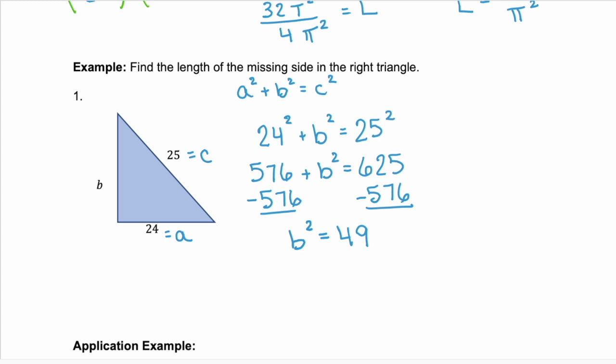Well, just like you can square a square root to get rid of the square root sign, you can take the square root of a square to get rid of the squared. So if we take the square root of b squared, we get b. And if we take the square root of 49, we get 7. So we know that the length of the missing side of this right triangle is 7.